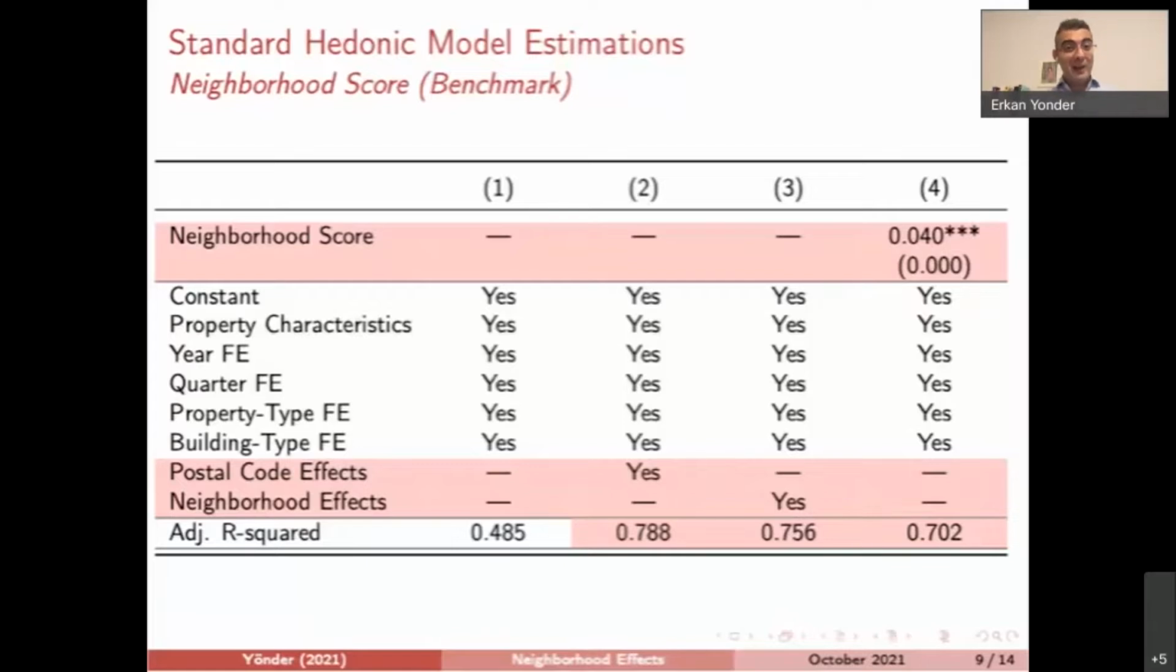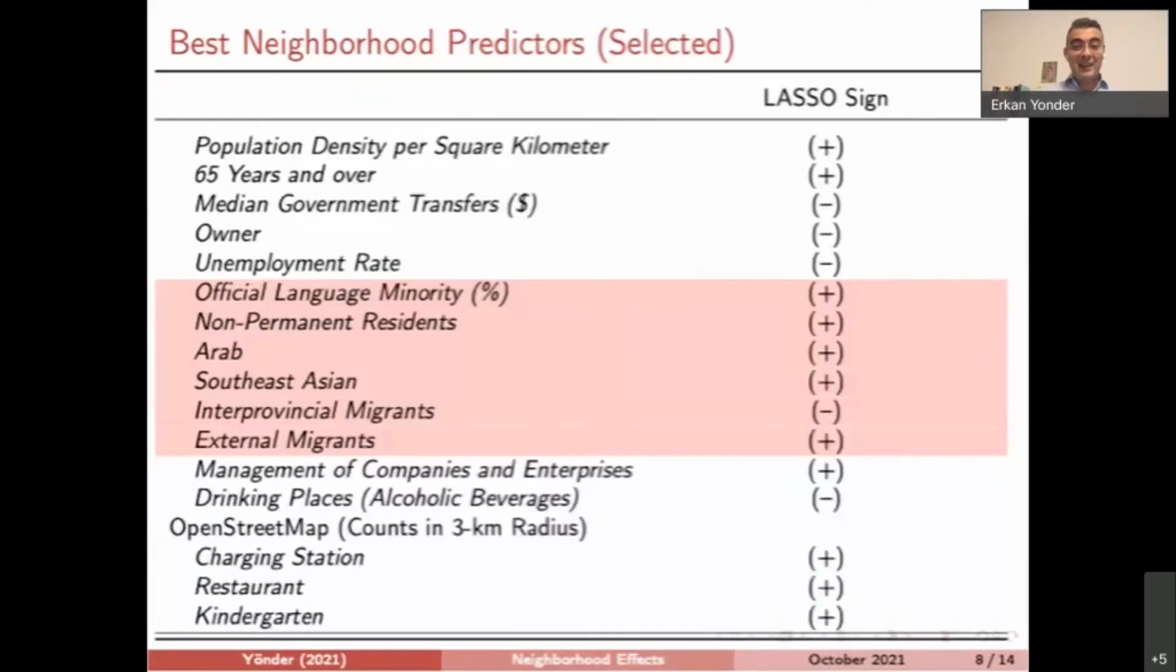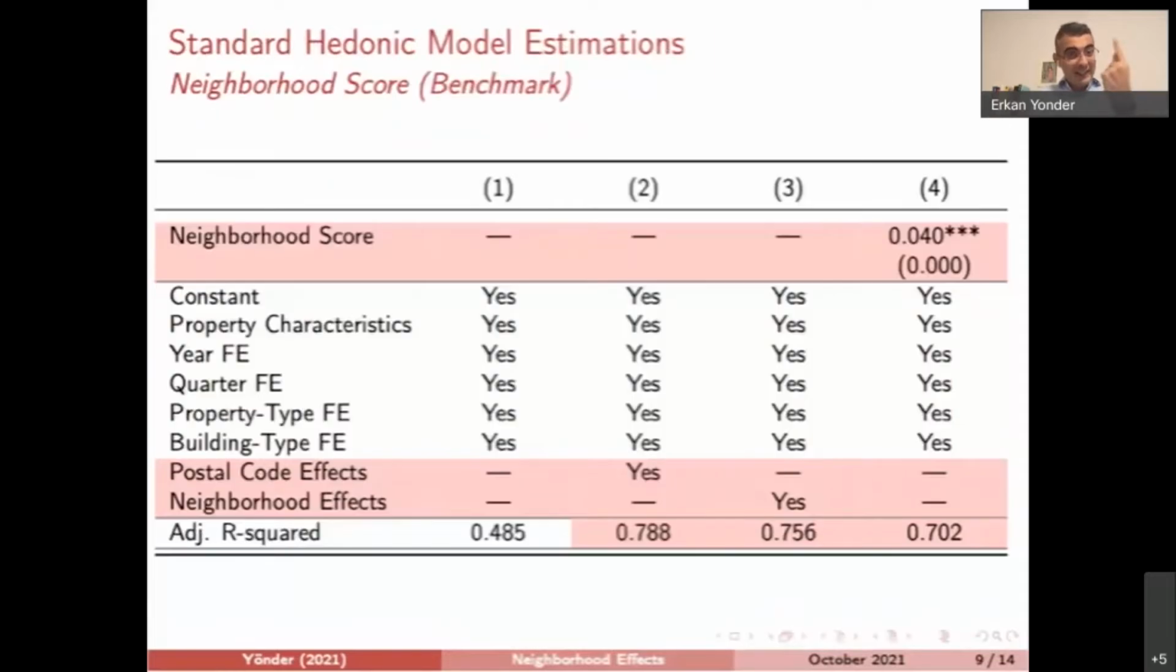If you drop both, and based on what we find here, we develop a benchmark. That's what we did in this project. If you just use one neighborhood indicator, you see that it's highly significant, it has a positive impact on the value of the asset, our neighborhood benchmark. And it explains most of the variation as well. I mean, it goes up from 49% to 70%. And it's very close to the other impacts as well. So the benchmark actually plays a very good role.